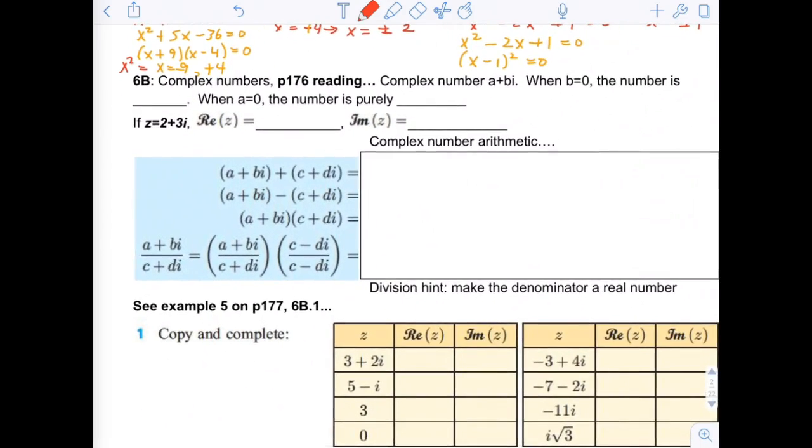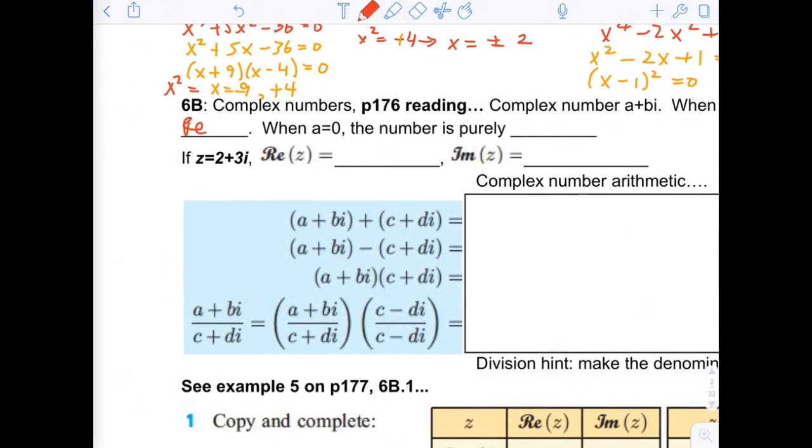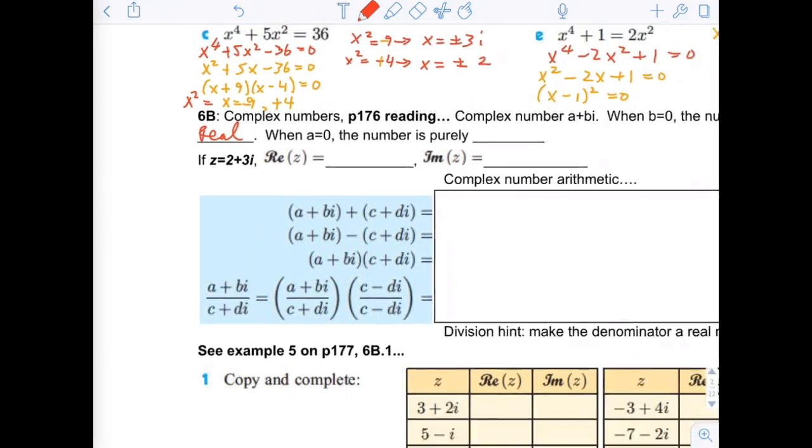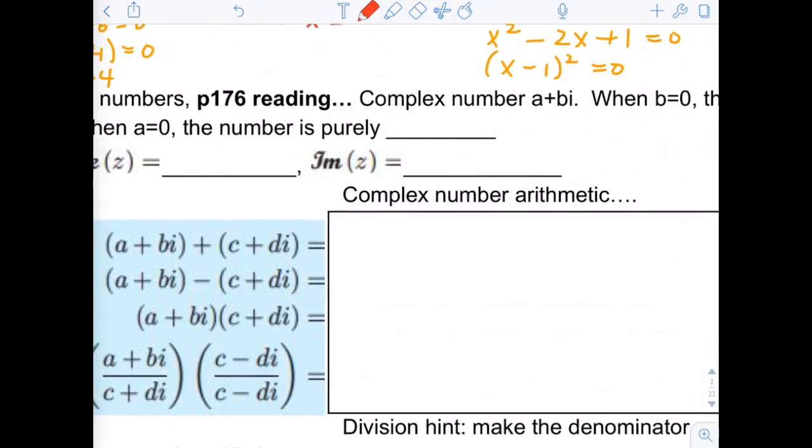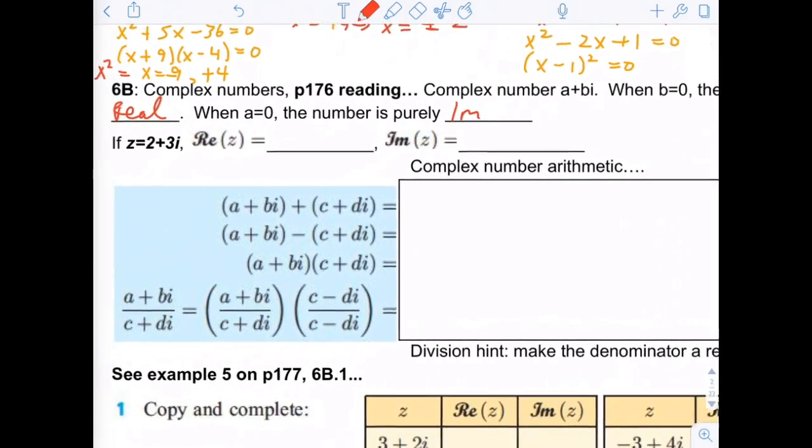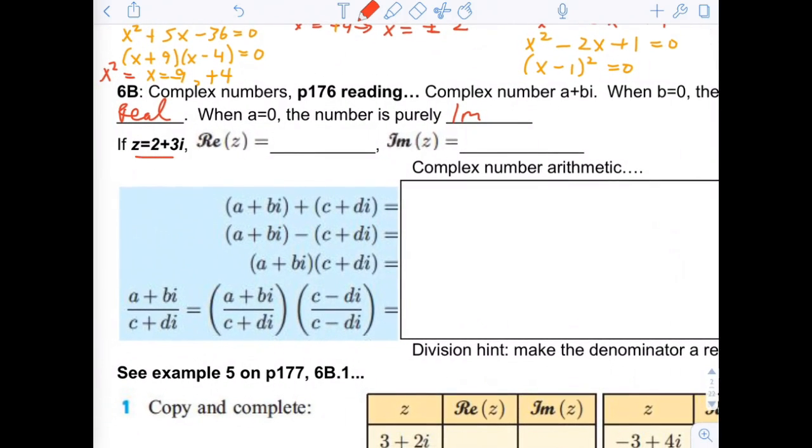6b, complex numbers. Complex number a plus bi. When b equals 0, the number is real. When a equals 0, the number is purely imaginary. If z equals 2 plus 3i, the real part of z is 2, and the imaginary part of z is 3i. Okay, complex number arithmetic.